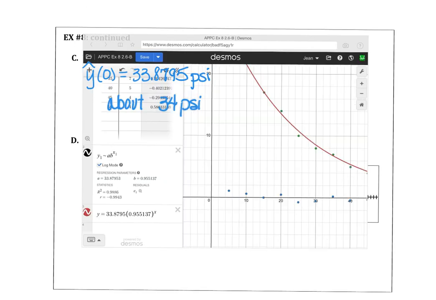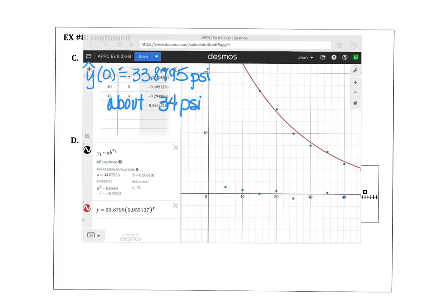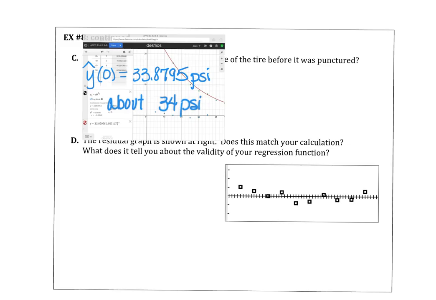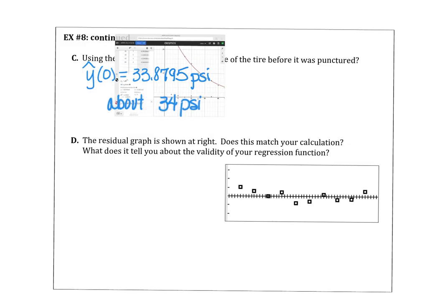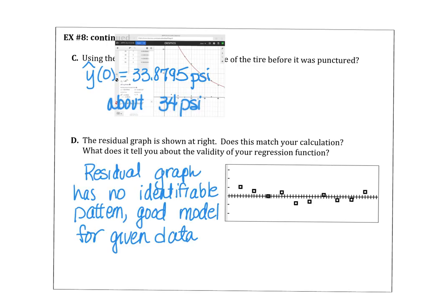Now, on the Desmos calculator, if you press this button, you can graph the residuals here. I know that it's showing up on our set of notes too, and it says the residual graph is shown at the right. What does it tell you about the validity of your regression model? I would say something along the lines of the residual graph has no identifiable pattern. So this is a good model for the data we were given.